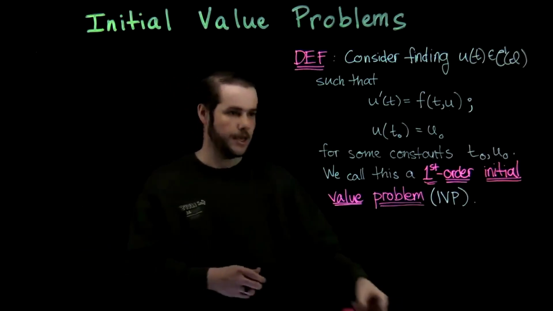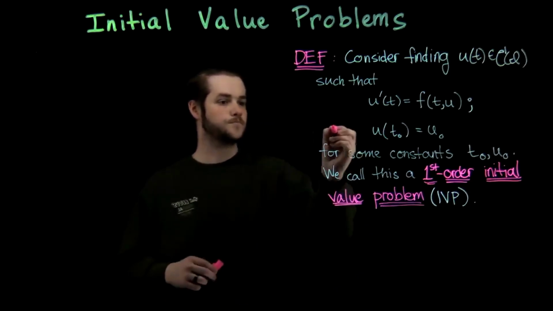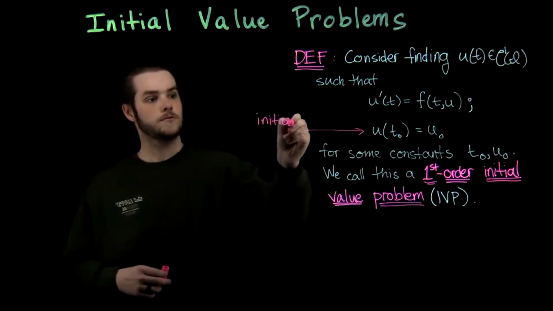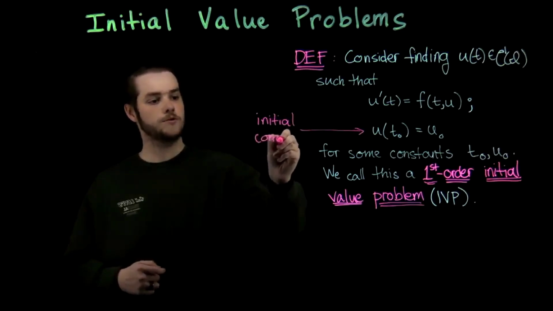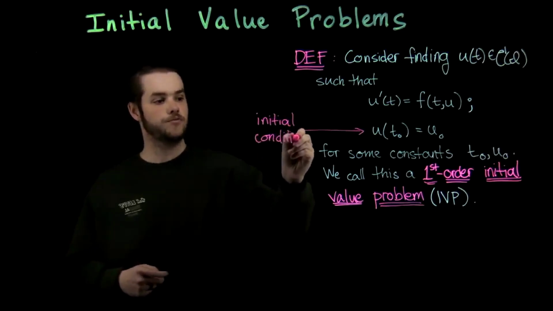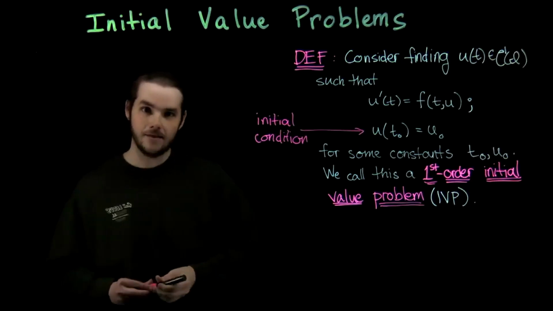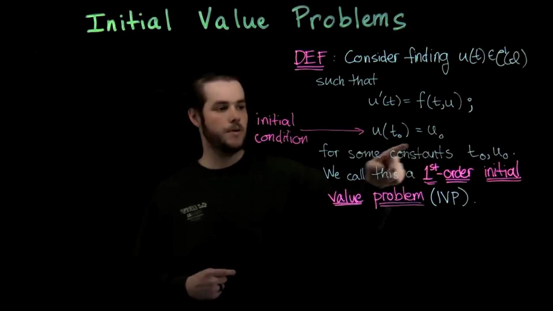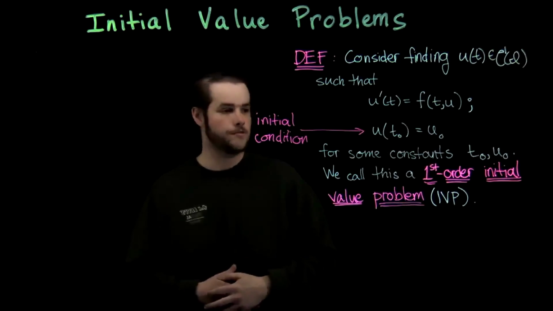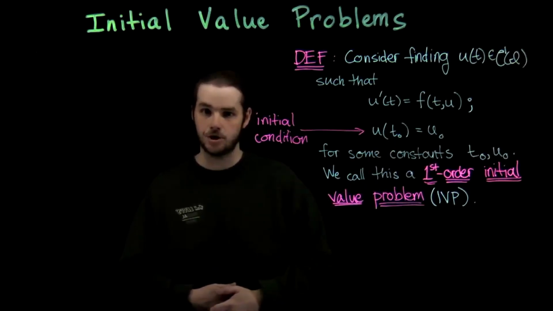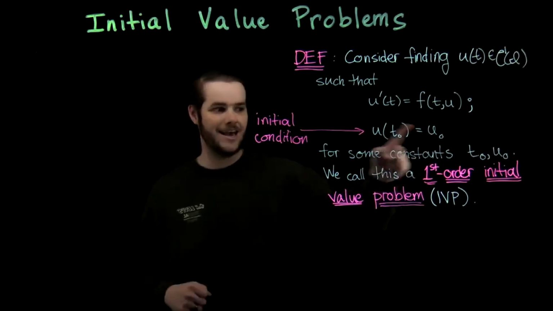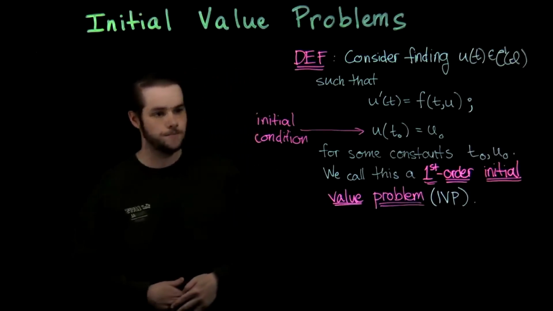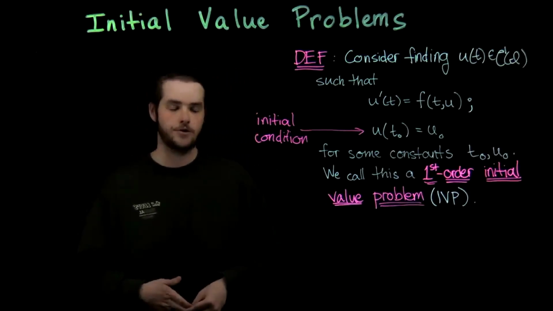We call this an initial condition, and it is what turns this into an initial value problem. Notice I've added the stipulation that my solution, u, has to obey this rule: when I plug t naught into the solution, that's just some t value, I get this u naught. That's just some output value, or u value. And that's what makes this an initial value problem.